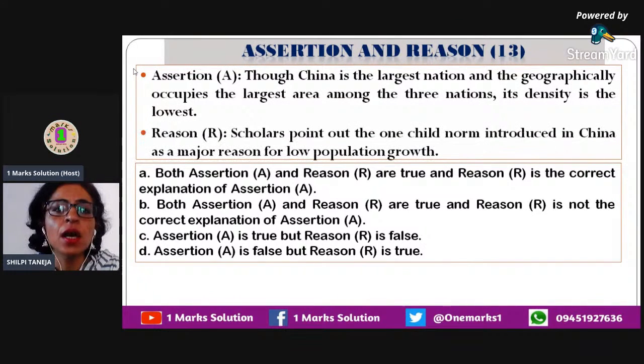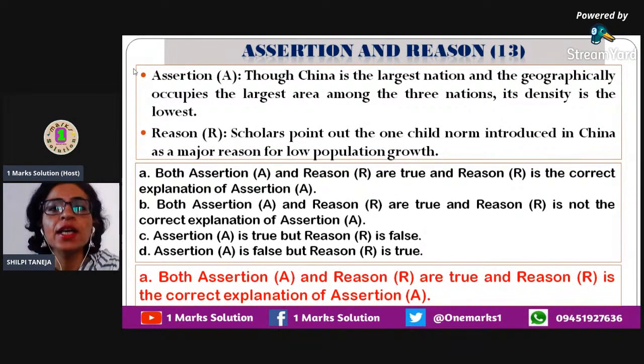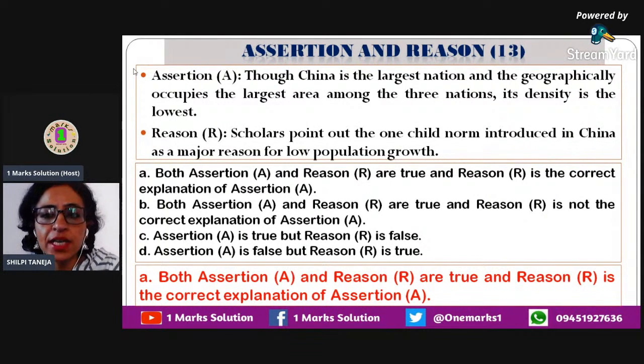Next question says, assertion, though China is the largest nation and geographically occupies the largest area among the three nations, its density is the lowest. Now what do you mean by density? People living in per square meter area, right? So they have the least density occupied by the people. So least area occupied by the people.